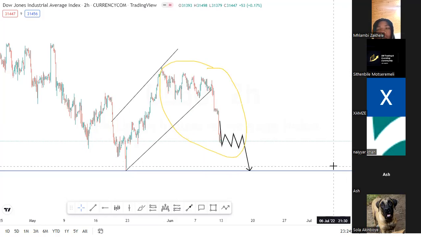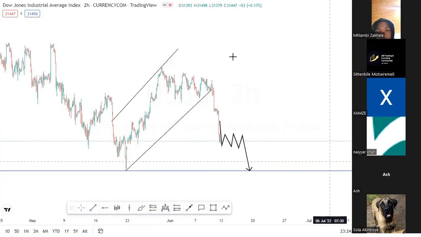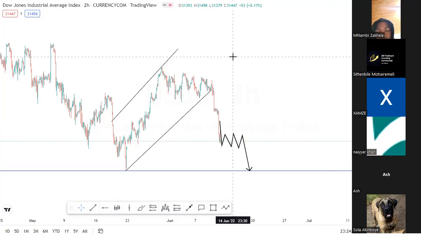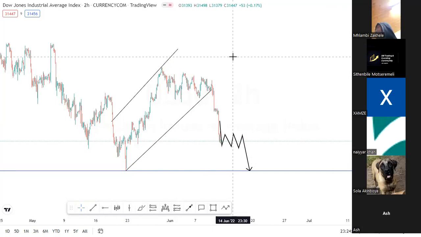Okay. It's okay if you see that, it's fine. It's okay because we see things from different perspectives. As long as you can stick to your rules and apply good risk management, you understand?